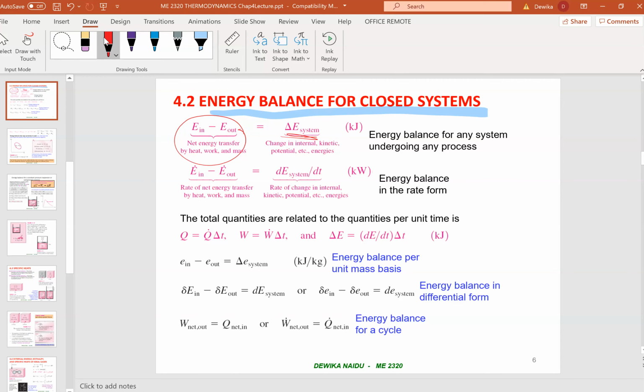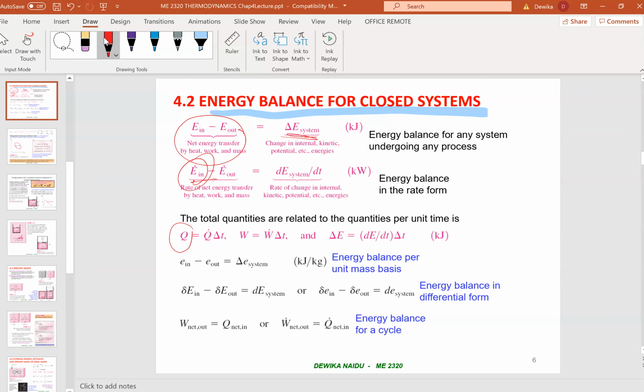So energy is always conserved. It cannot be destroyed nor created. Now, let's expand what this E is. You know from the previous lessons, what is E?